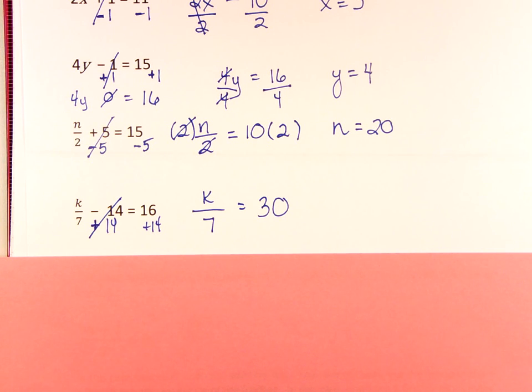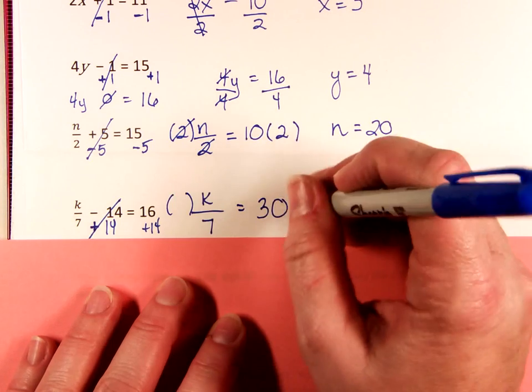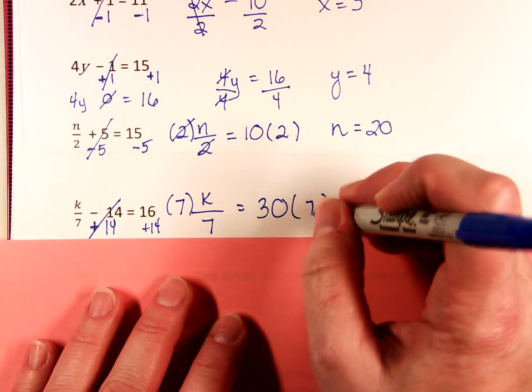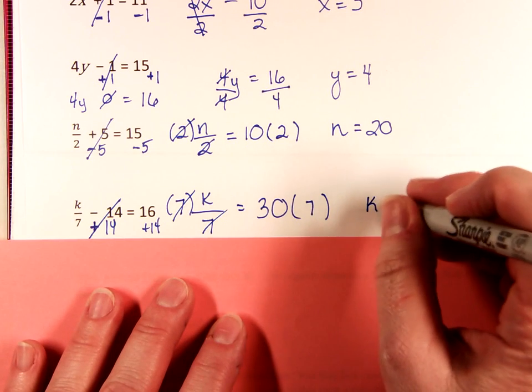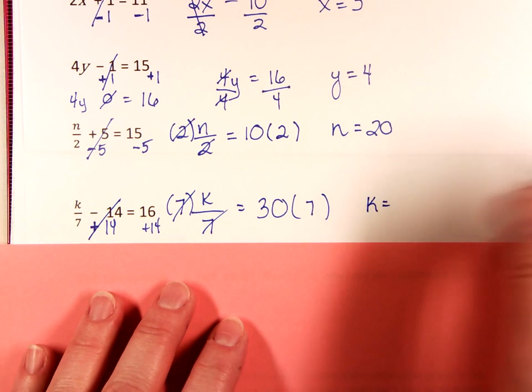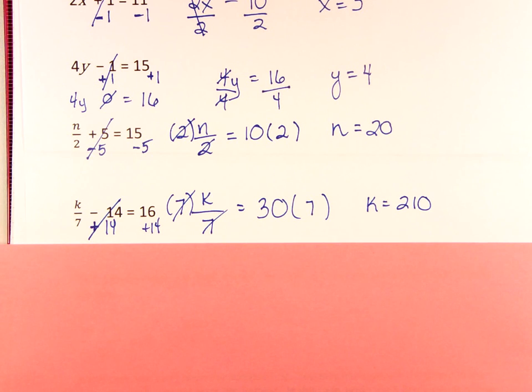Multiplication. That's right, because this is division. So do the inverse, or the opposite, and you're going to multiply each side by 7. And I picked the 7 so I could just cancel. Easy, right? I'm left with k on the left and 30 times 7 on the right. That's right, 210. k equals 210.